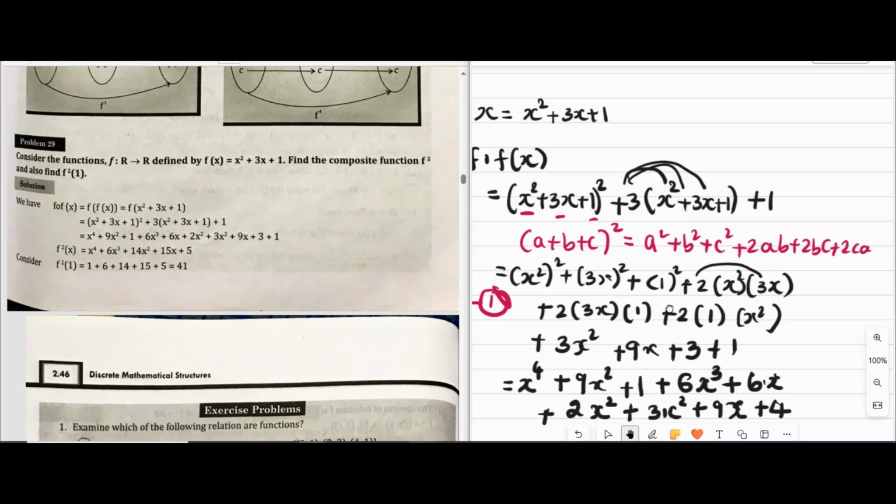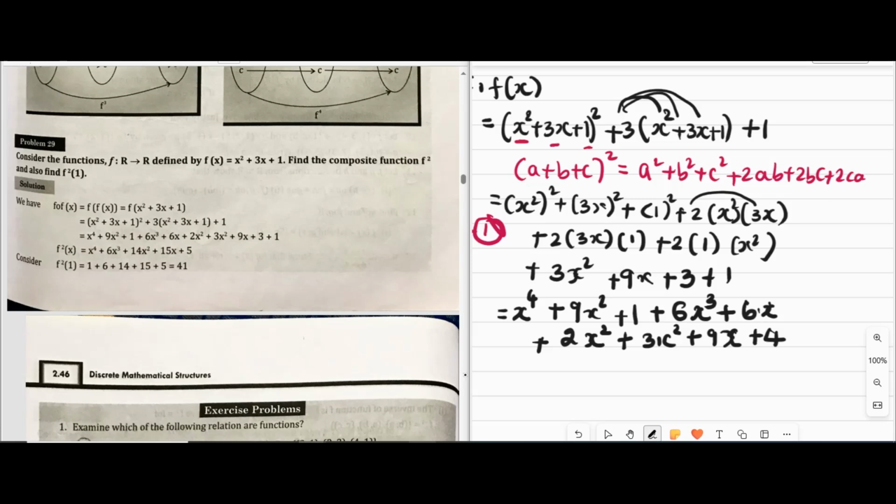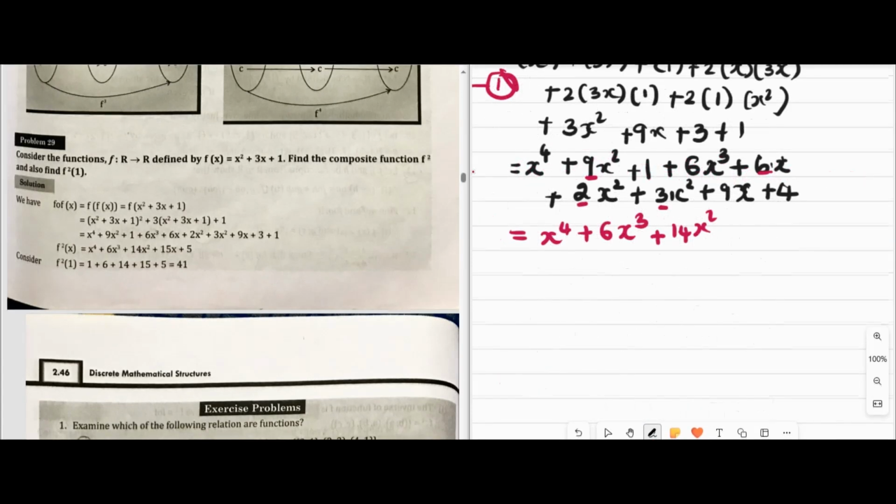Now if we simplify this, we get x power 4 plus 6x cube plus 14x square, and 6x plus 9x will be 15x, then 4 plus 1 will be 5. So this is your f square.